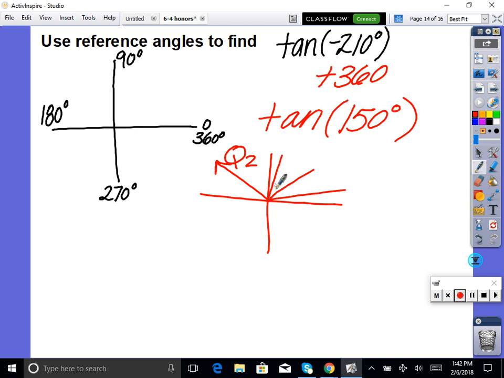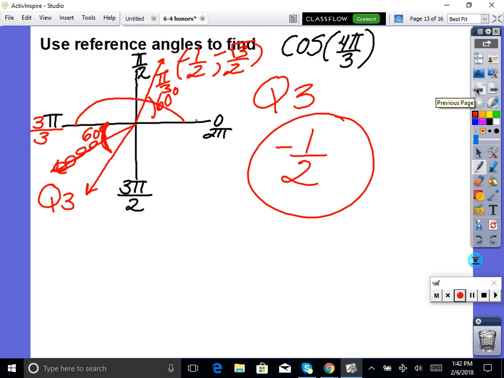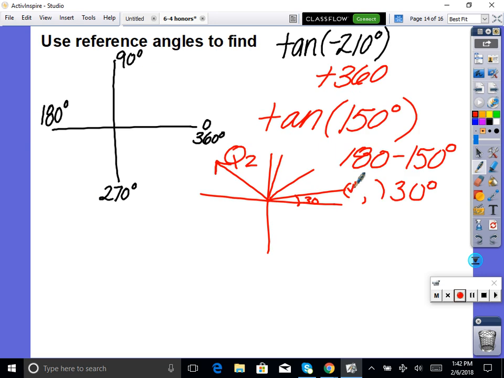180 minus 150. The reference angle is 30 degrees. So you'd say, okay, we're looking at those XY points of 30 degrees. So isn't that, yep, root 3 over 2, 1/2. And then because it's in quadrant 2, that would be negative x. So now we'd say, okay, tangent is sine over cosine. So we'd do 1/2 divided by negative root 3 over 2.